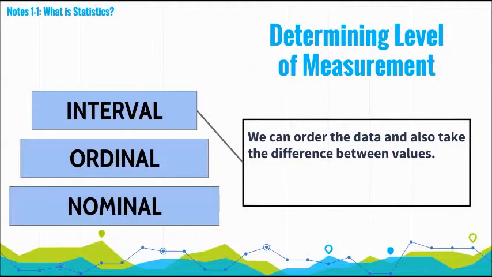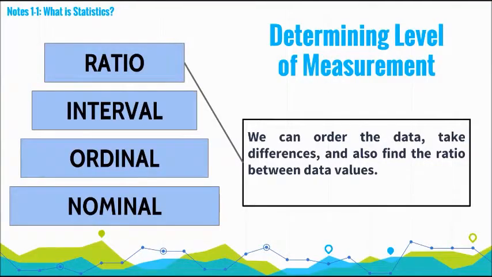Now let's go into interval, our next layer. We can order the data, and then we can also take differences between values. If we're talking about hair color or ethnicity, we can't really order those things, and we definitely can't assign values to those things, so we can't take differences. But an interval would be like temperature, right? Or time. Those things that we can take differences between are going to be at the interval level. Now you may be thinking, okay, well I can talk about age as well, right? But age, I can do a couple other things with that as well.